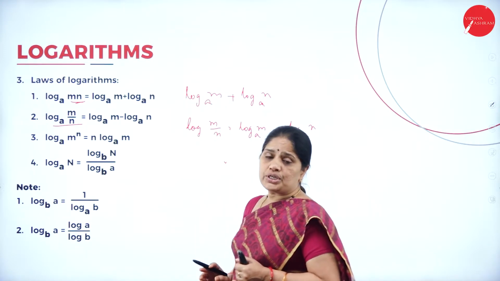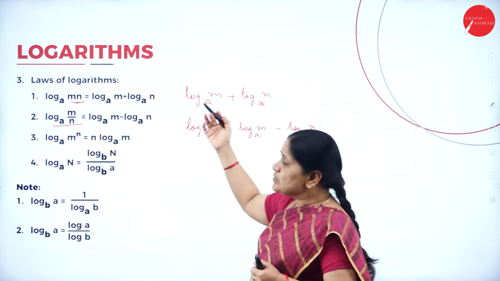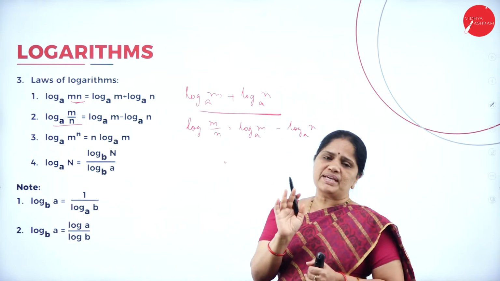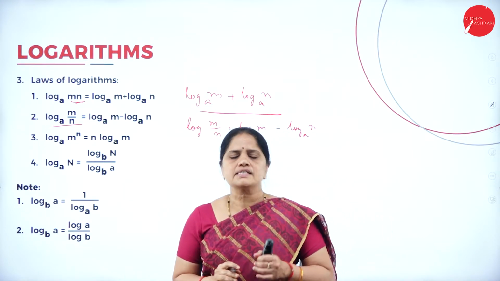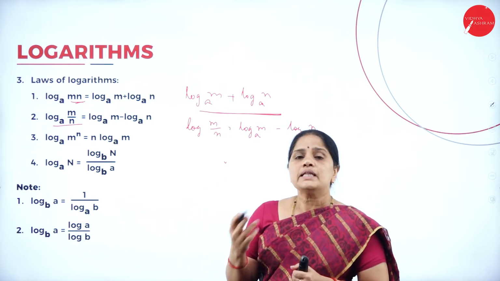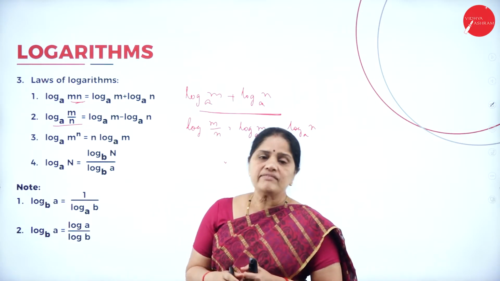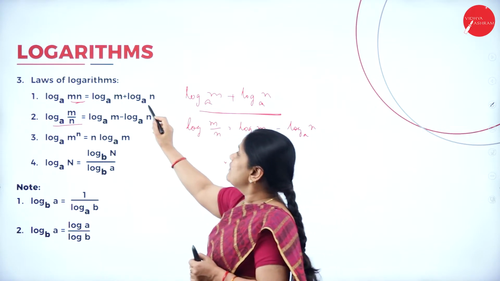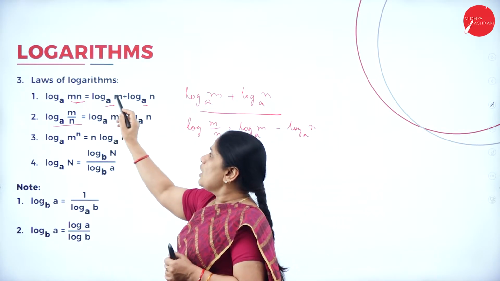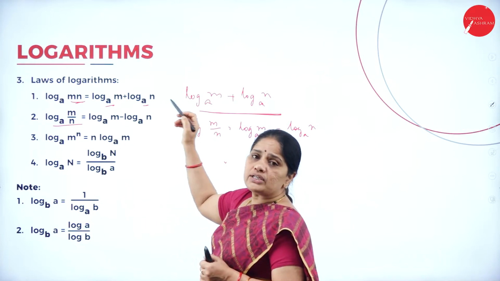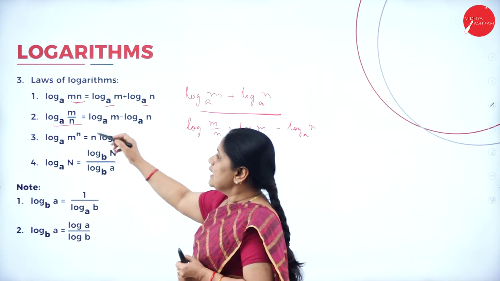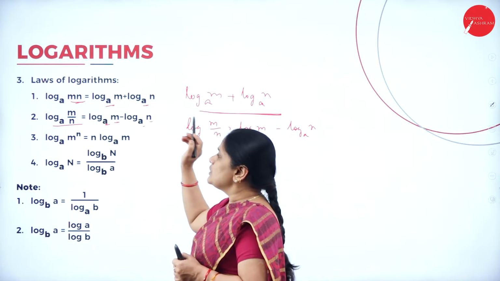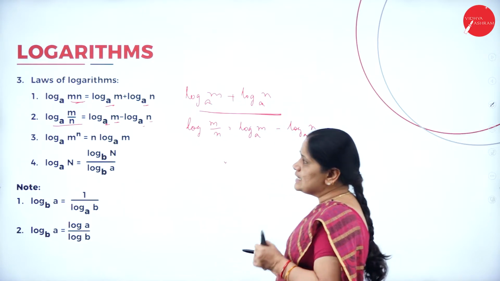One thing you should remember, whenever we are using the logarithms, it should always be with the same base. Just like in the theory of indices, whenever the bases are the same, the powers can be added. In the same way in logarithms, the operations can be performed only when the bases are the same. So log m to the base a plus log n to the base a. Similarly, m by n will be log m to the base a minus log n to the base a. So this is the second law.